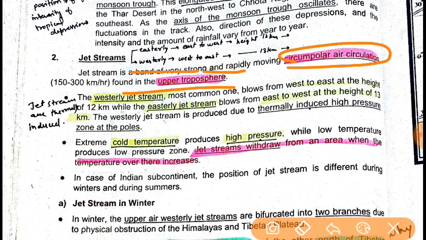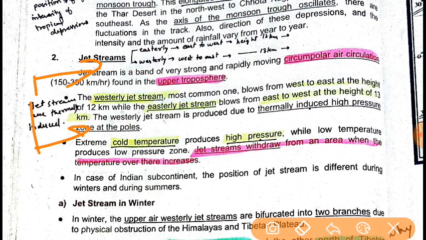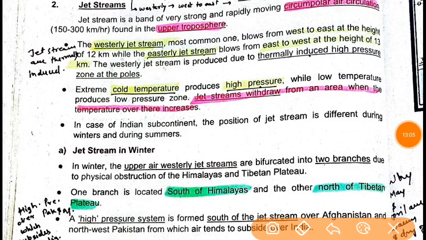Location: the point is, location is the upper atmosphere. Characteristic is circumpolar air circulation having rapid and strong velocity. Simple. Then here these two jet streams are told.